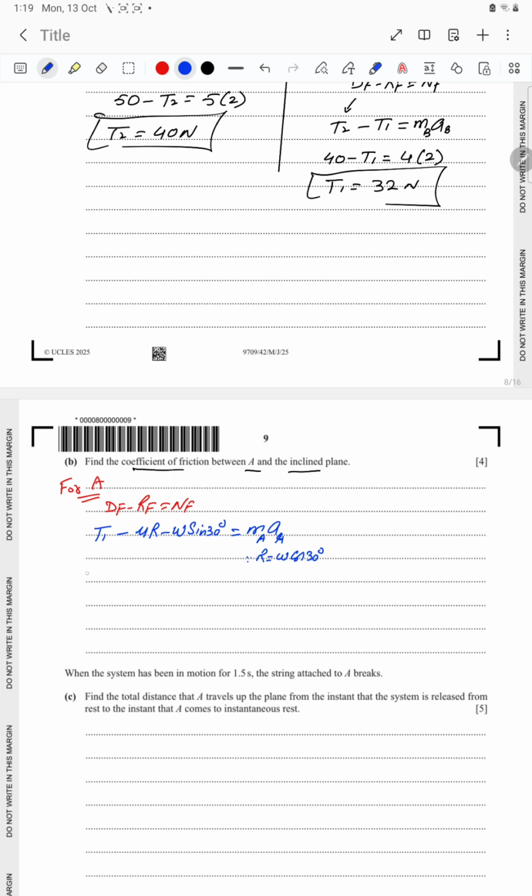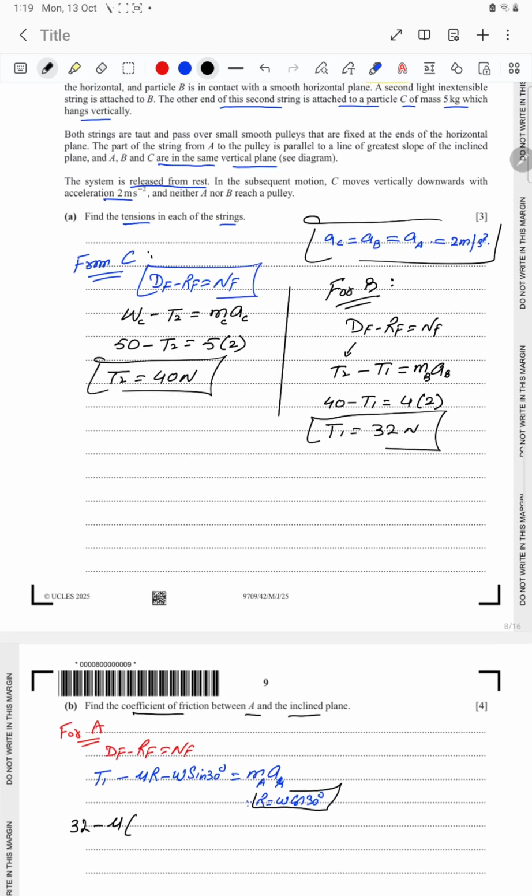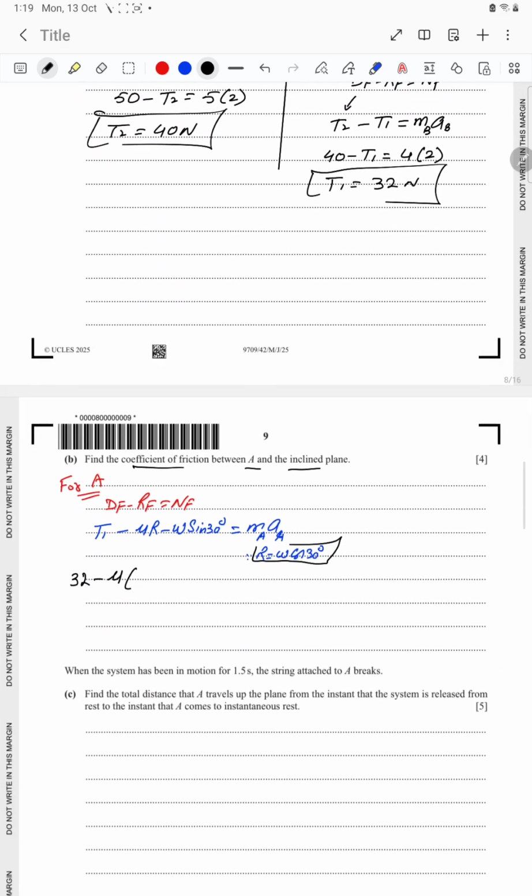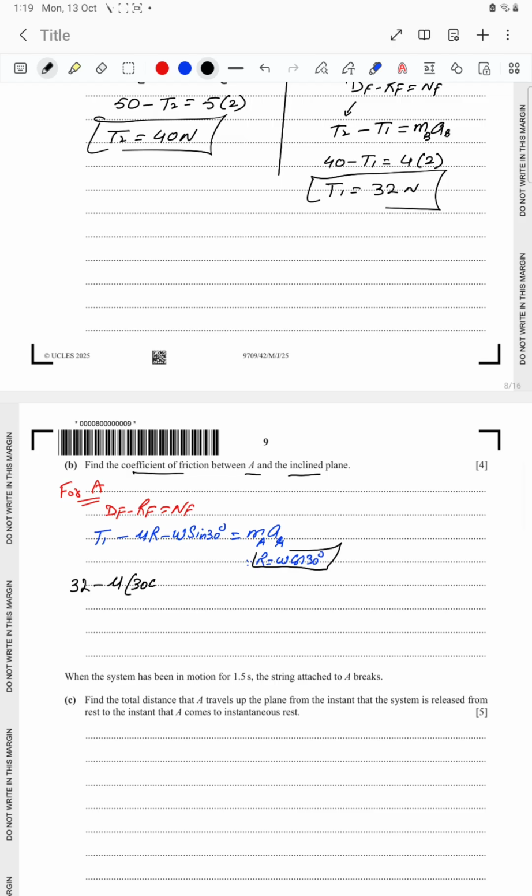T1 we have already calculated. Now I'm going to substitute the values. So T1 is 32, minus mu, which we are looking for, and R is W cos 30 degrees. A particle has mass 3, so W is 3 tens, which is 30. Cos of 30 degrees, minus 30 sine of 30 degrees, is equal to 3 times the acceleration, and A is 2.